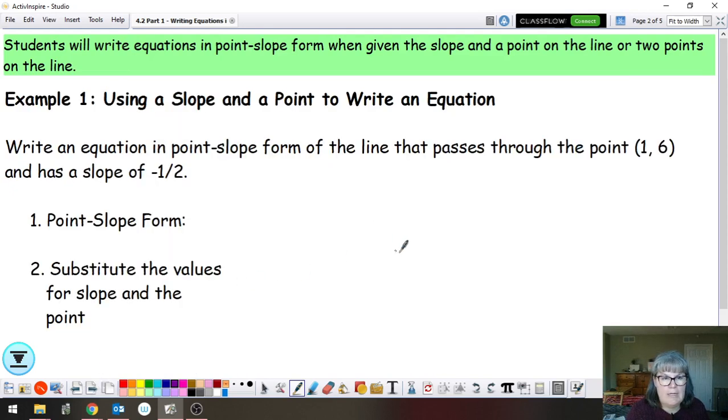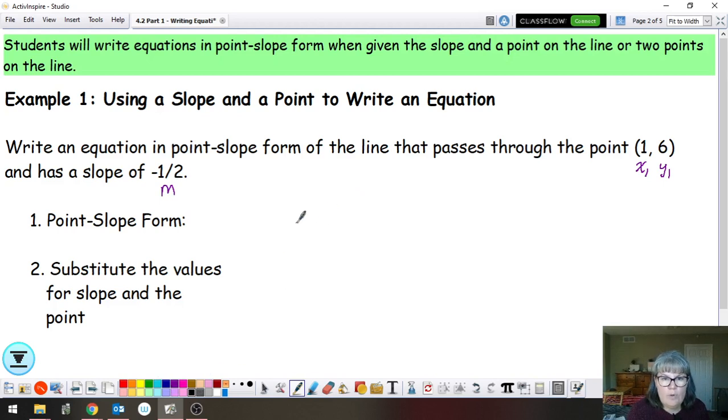So let's practice writing an equation in point-slope form. We're going to write an equation that passes through the point 1, 6, so 1 will be the x1 value, 6 will be the y1 value, and we have a slope of negative 1/2, so that's our m value.